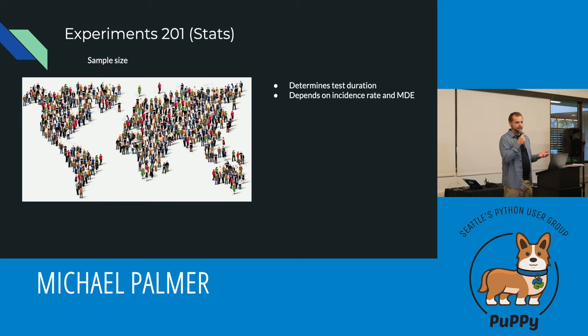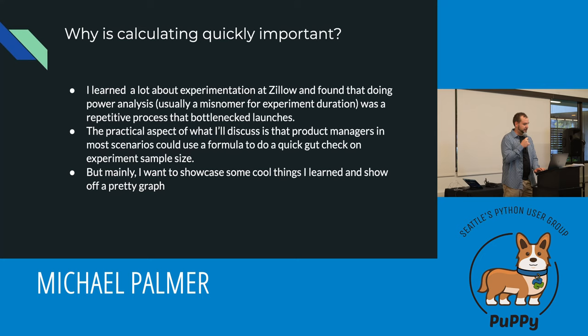It also is important because you might want to get high test velocity and test a lot of ideas quickly. So doing that well is important. So I learned a lot about experimentation at Zillow and found I was doing these power analyses on a regular basis. They were all really similar. And also I had other projects I was working on, so I often was a bottleneck and just wanted to make my life easier and help my PMs more. But the practical aspect of this is just getting PMs to be able to gut check something quicker. If you can calculate this on the fly, that makes your life a lot easier. And again, mainly I just want to share some cool plots later on.